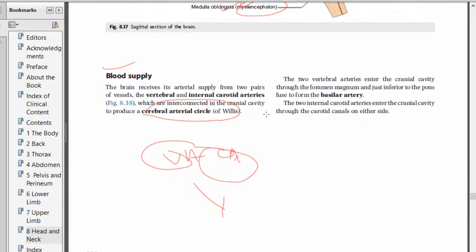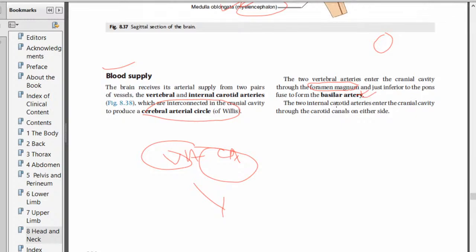Okay, so for blood supply, there is the vertebral artery and the other artery, called the internal carotid artery. They both meet each other to give the circle of Willis, which we will be studying. The two vertebral arteries enter the cranial cavity through the foramen magnum. The foramen magnum is one of the biggest foramina in the skull. Just inferior to the bones, they fuse to form the basilar artery.